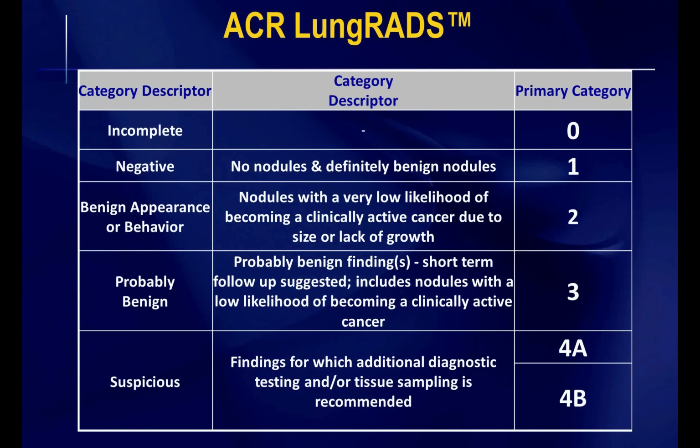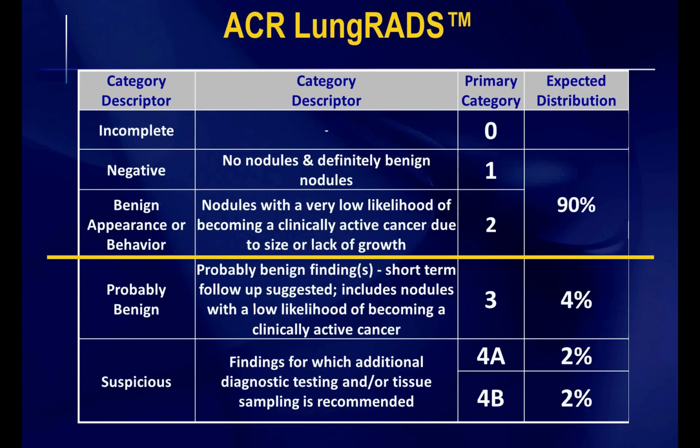Category 3 is probably benign, but we recommend a short-term follow-up because while the likelihood is low, when we're seeing nodules for the first time, we need to ascertain their lack of change and therefore slow biologic behavior. Category 4 are the most suspicious lesions for which shorter-term testing or all the way up to tissue sampling should be considered based on the abnormalities.